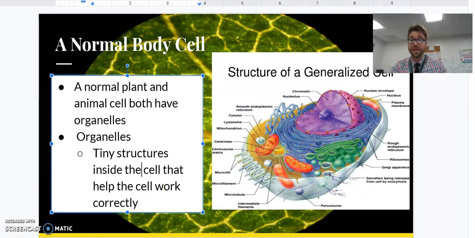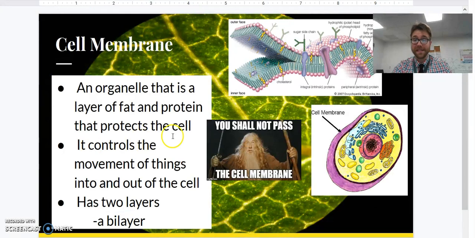So let's just start on the outside with the cell membrane. The cell membrane is a bilayer. It has two layers here. It has a layer of fat and a layer of protein, a layer of lipids and a layer of protein. All these little things right here, these little balls with tails, remember, those are our lipids. We have a lot of lipids. We have two layers of them, actually. That's why we have a bilayer when it comes to the cell membrane.